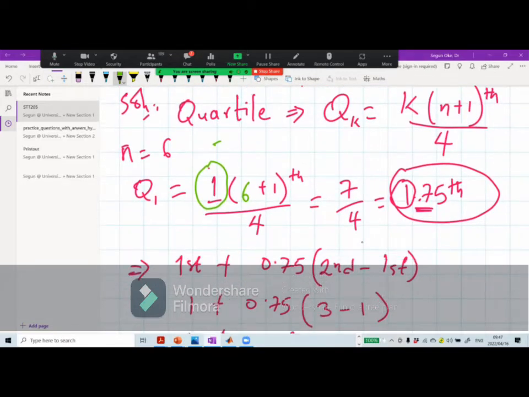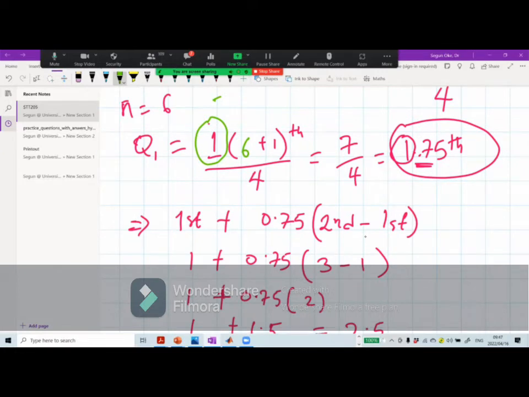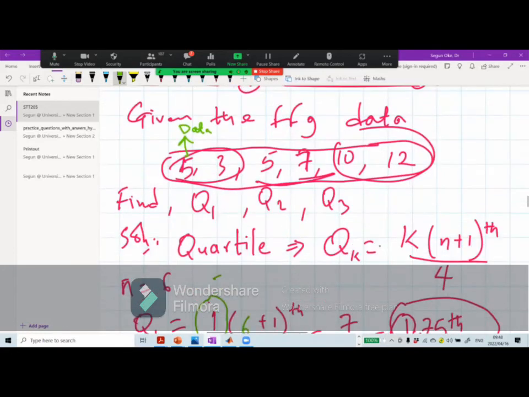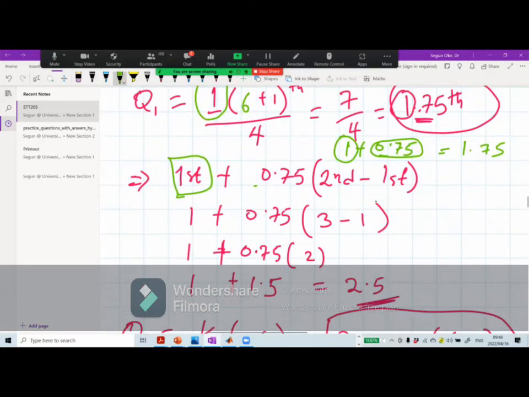Now, when I got to this place, remember when I got the position, 1.75 position. And I know that 1 plus 0.75 will give me 1.75. This is the first data, plus this one is not up to second data, but it's in between. So what I did was put first data here. What is my first data now? 5. So I will put 5 here.